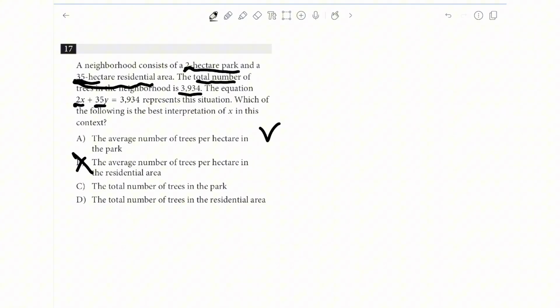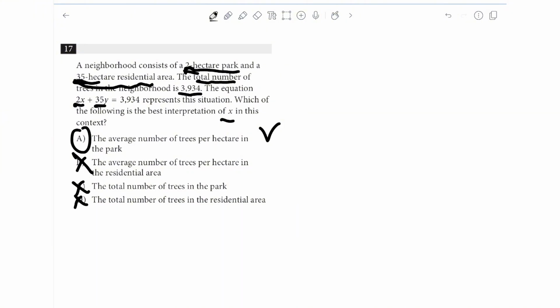Total number of trees in the park. So this has something to do with parks. However, just x by itself is not the total number because there are 2-hectare parks and we have to multiply x by 2 in order to get the area or the total number of trees in the park. So this is wrong. And then the last one's residential areas, so that's wrong as well.